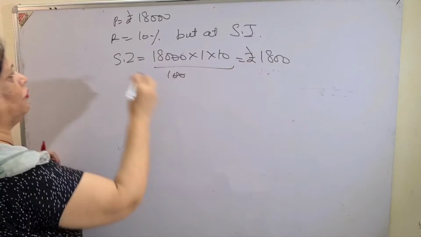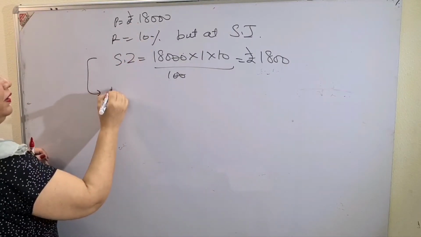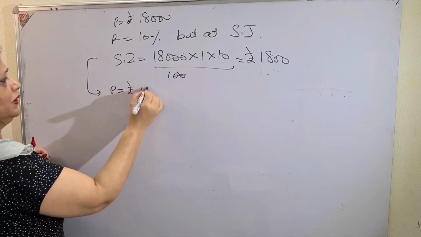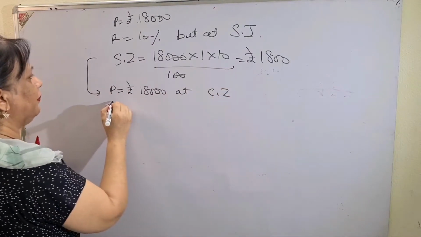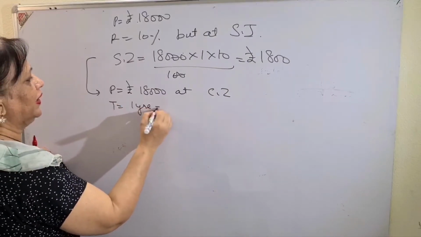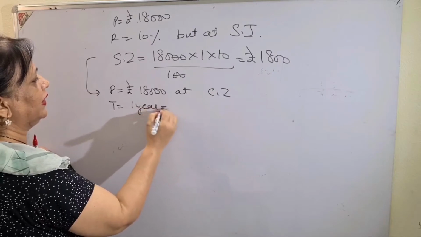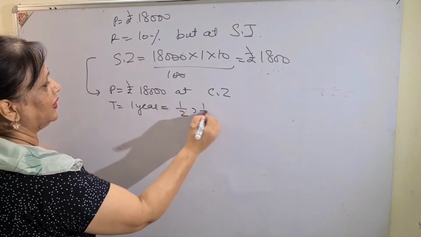Then immediately what he did, he gave this same money, principal rupees 18,000, at CI now, but compounded half yearly. That means the time was 1 year only, but he took the interest 2 times in the year, that is half yearly, after every 6 months.